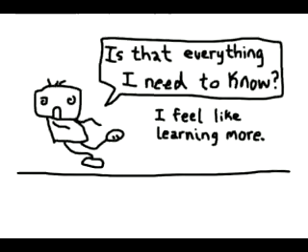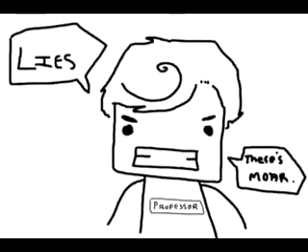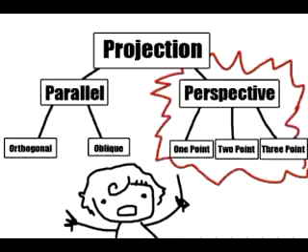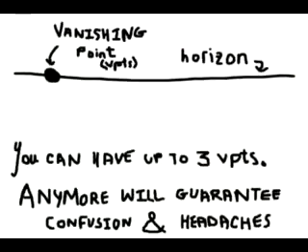Is that everything I need to know? No, there's more. There's perspective. So far all you learned were parallel projections. You've yet to touch perspective projections. To understand perspective projections, you need to know its basic parts. You have vanishing points that lay on the horizon. The lower your eye level is from the horizon, the more skewed the object would look. You can have up to 3 vanishing points. Any more will confuse you.